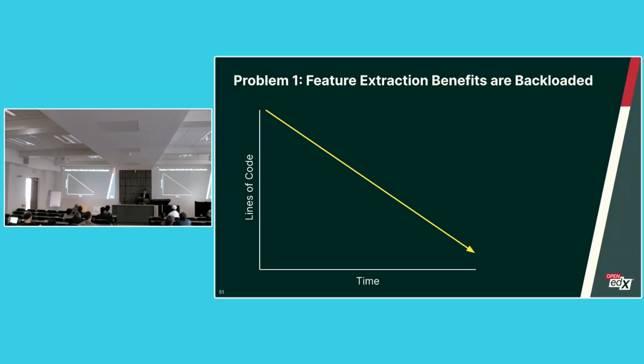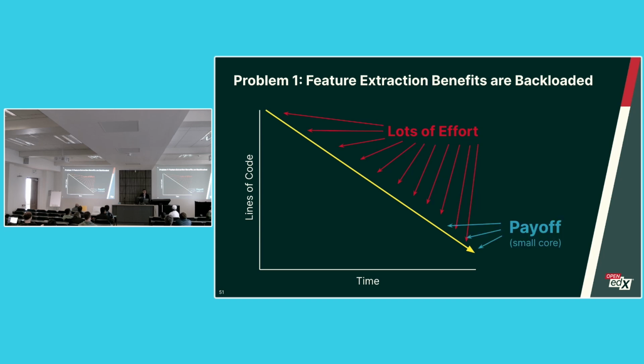And part of why it's not going down is because the actual benefits of extracting features out of edX platform, if we're talking about that small core that we're aiming for, are really backloaded. There's a whole lot of effort to bring down the lines of code, and that small understandable core is at the end of that. And that's impossible to get support for. You can't say, oh, I'm going to spend the next 5 years doing this instead of building features, and at the end there'll be something shiny.